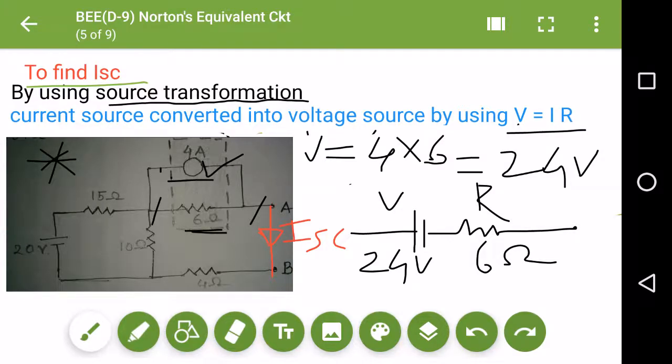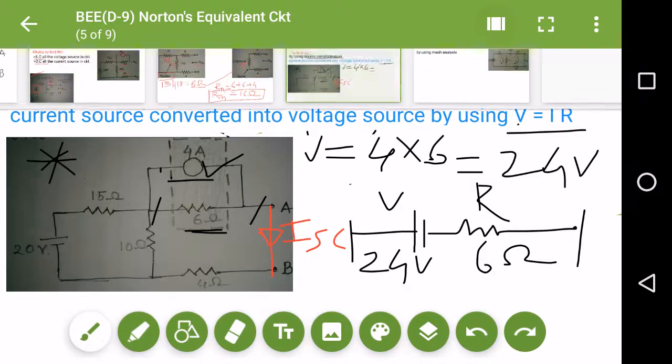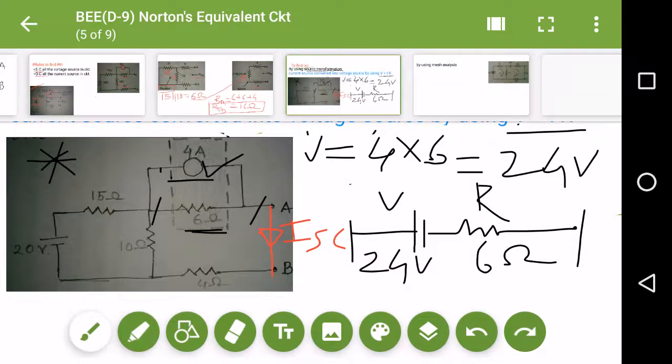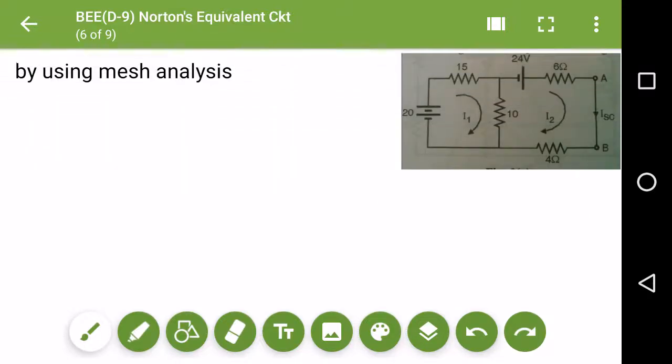So I will replace this branch by this branch, and my circuit is going to look like this. So this is my circuit. I just replaced my branch. You can see over here, that the 24 volt voltage source gets added, and the resistance remains the same.